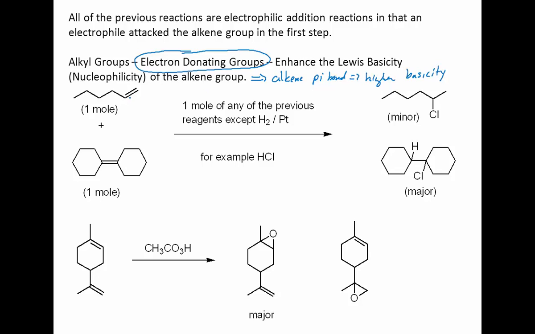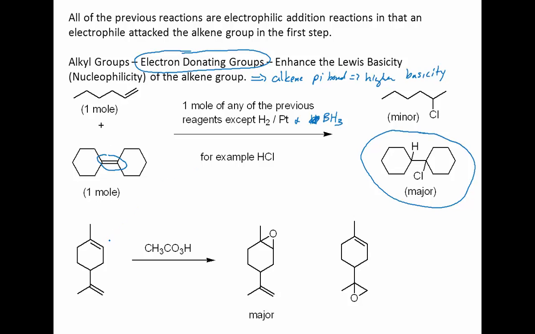All right, so let's take hypothetically this reaction here where we're taking 1 mole of monosubstituted alkene, 1 mole of this, and 1 mole of any of the reagents. We'll just use HCl. BH3 would probably also be an exception as well. Okay, so if we did this reaction, we would find almost all of the product comes from adding the HCl to this alkene here, because this alkene is more substituted, it's more electron rich, therefore it's more Lewis basic, more nucleophilic, so it's more reactive to an electrophilic reagent.